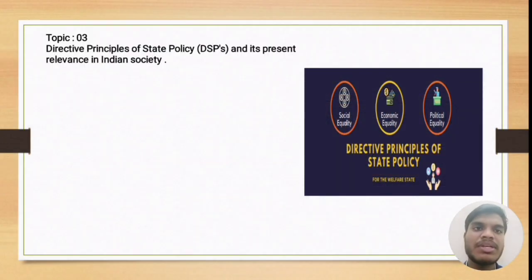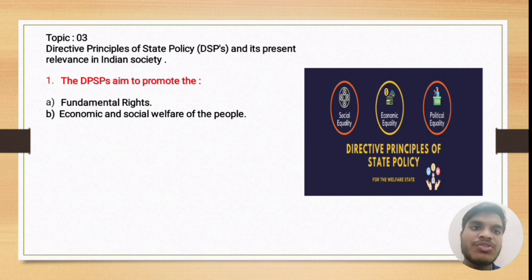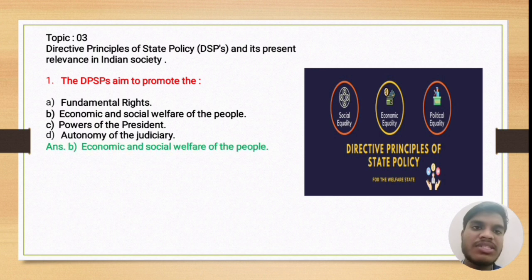Next topic, that is directive principles of state policy and its present relevance in Indian society. First question, DPSPs aim to promote the option A, fundamental rights. Option B, economic and social welfare of the people. Option C, powers of the president. Option D, autonomy of the judiciary. And the answer is option B, economic and social welfare of the people.